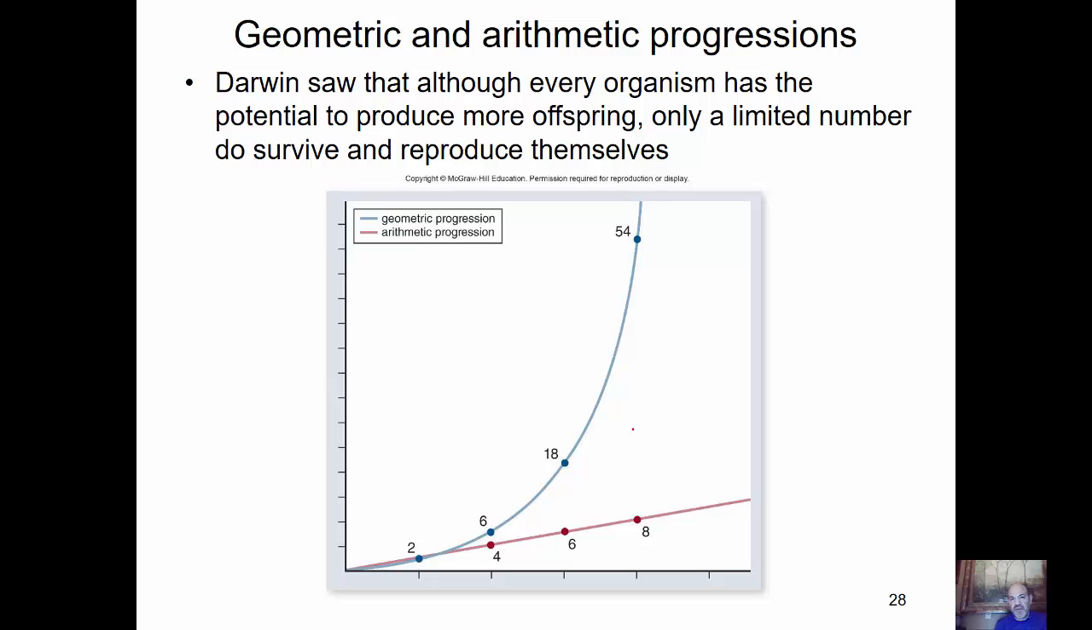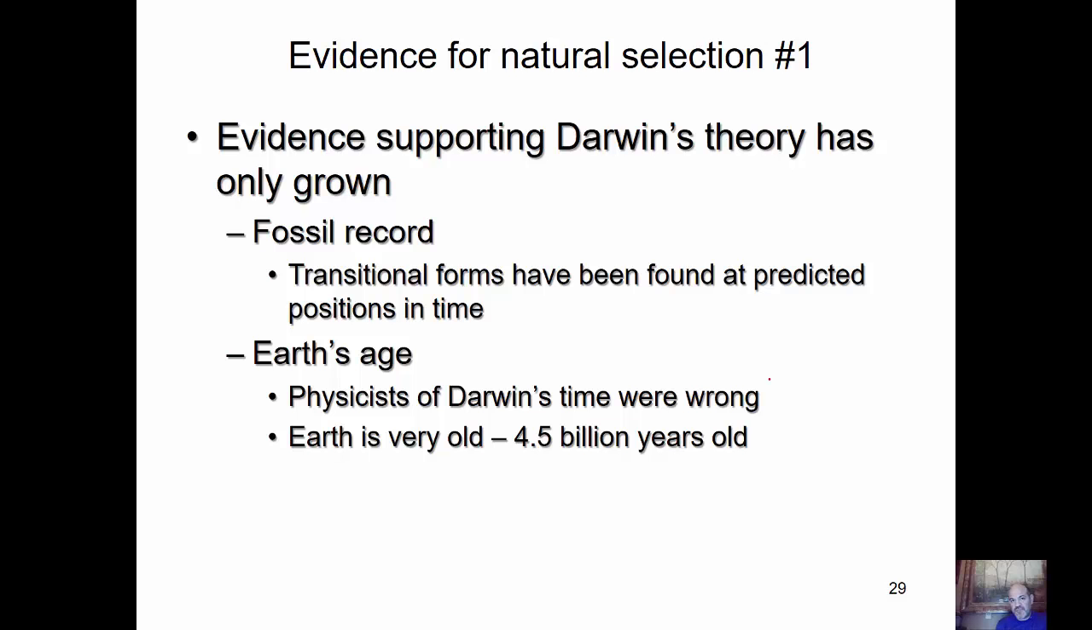This is just a graph comparing the progression of geometric and linear growth. So you can see in geometric growth, numbers can go a lot faster, faster and faster and faster. So they also call that exponential growth.